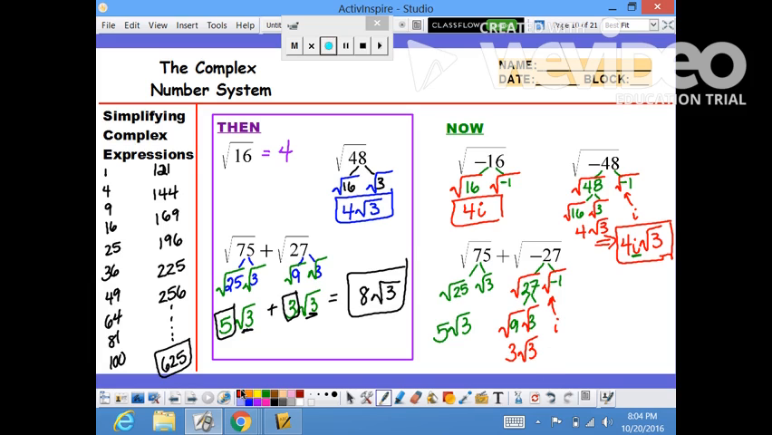So let's rewrite all of this into an expression that we can see. So you have 5 times the square root of 3 plus 3i times the square root of 3. All right. Notice that 5 times the square root of 3 does not have the same terms as 3i times the square root of 3, so we can't combine them. That's our final answer.